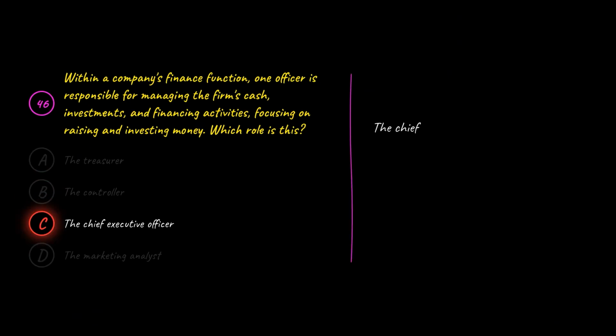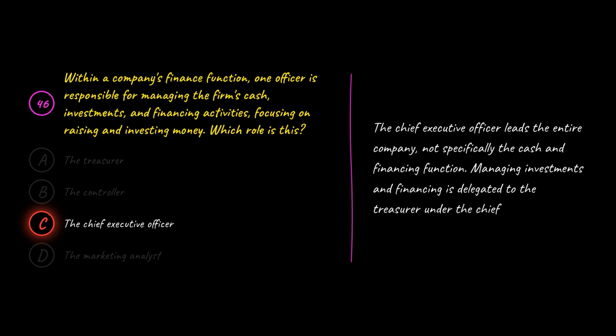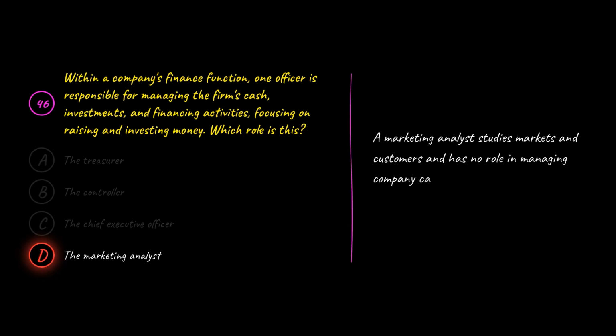C is wrong because the chief executive officer leads the entire company, not specifically the cash and financing function. Managing investments and financing is delegated to the treasurer under the chief financial officer. D is wrong because a marketing analyst studies markets and customers and has no role in managing company cash or financing. These finance duties belong to the treasurer.